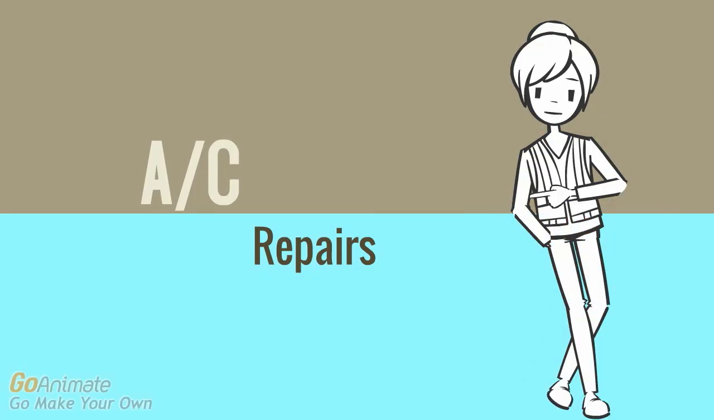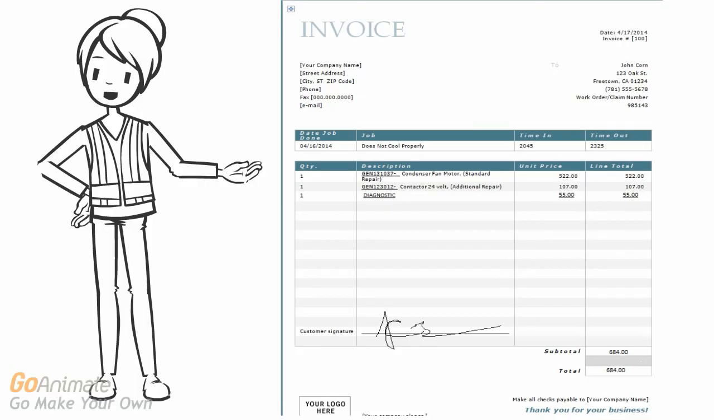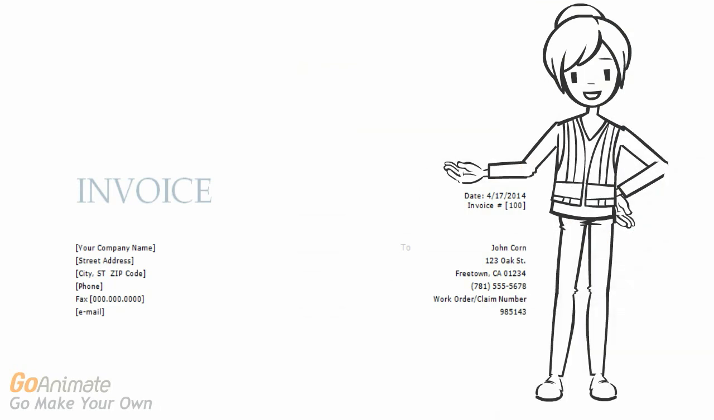Let's go through an AC call and break down the cost and pricing for a repair that is done after hours. Here we have a sample invoice of a basic AC call. Let's take a closer look and then break it down for clarity. Again, make sure that all important information is clearly listed.